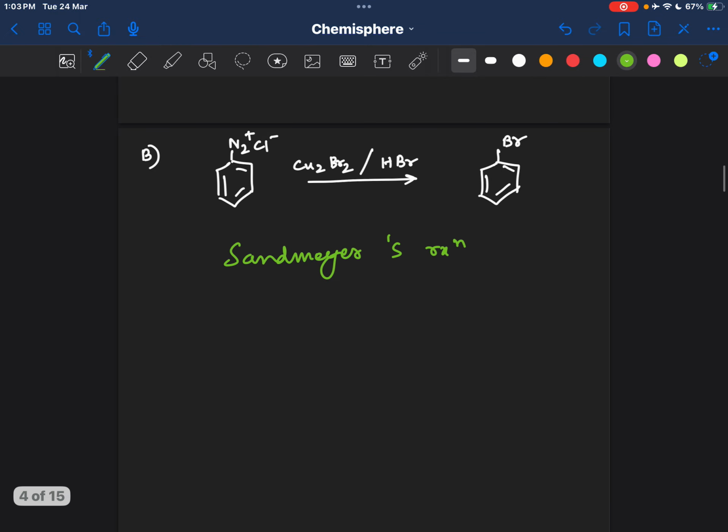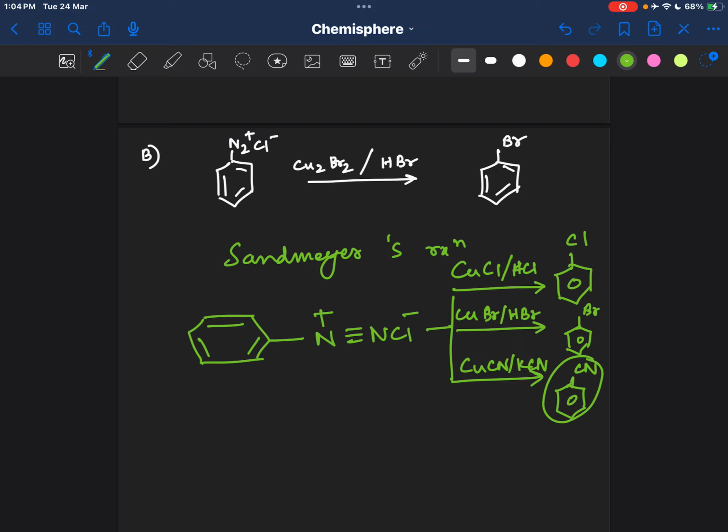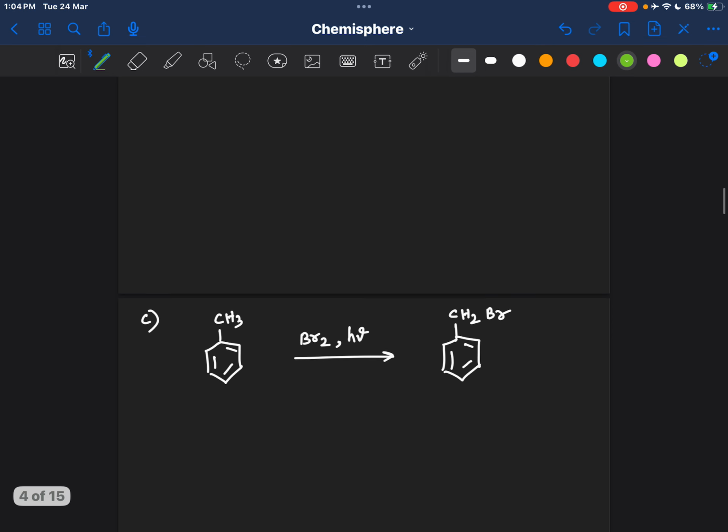So in Sandmeyer's reaction, we have a diazonium salt. So let us take an example of benzene diazonium chloride, N plus triple bond N Cl minus, and there can be three kinds of Sandmeyer's reaction. If we have CuCl and HCl, if we have CuBr and HBr, and if we have CuCN and KCN. So here we will get chlorobenzene, here we will get bromobenzene, here we will get CN on the benzene ring. Okay, so therefore this is the correct answer, no issues with that. Okay, let us go and look at the third option.